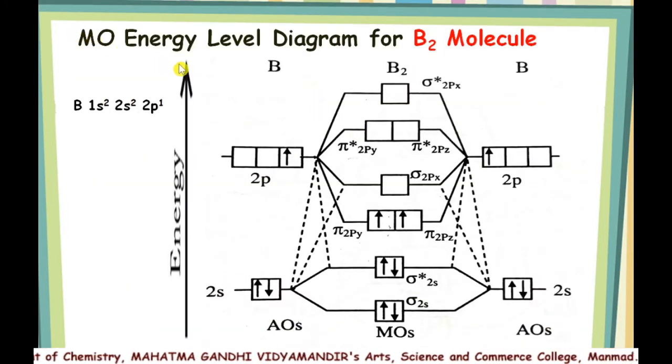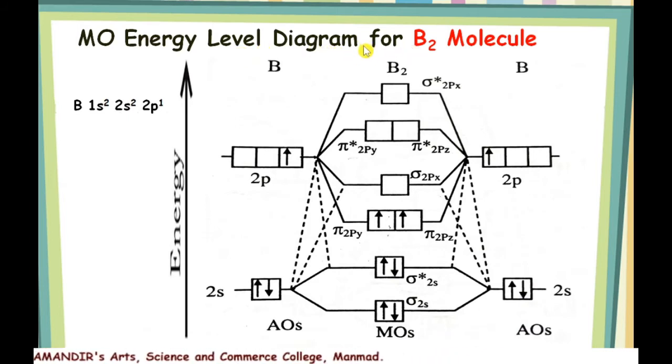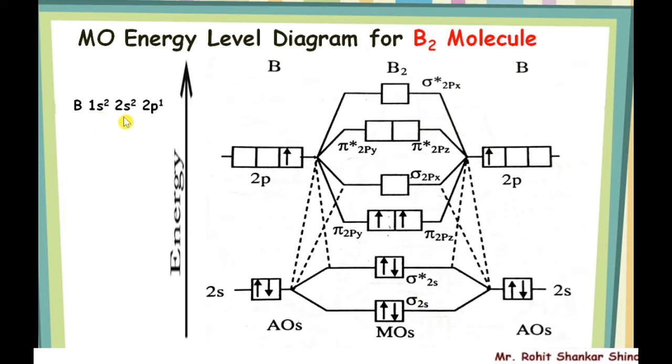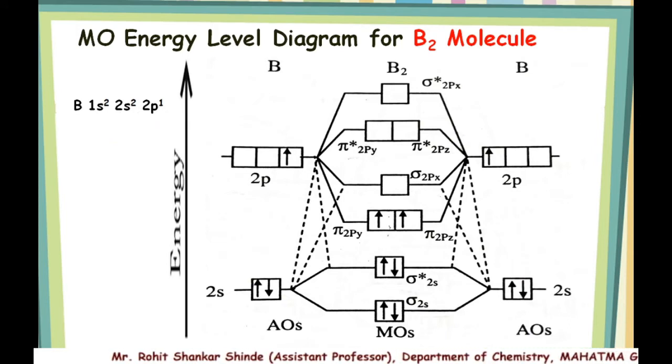Let us see the molecular orbital energy level diagram for the B2 molecule. This molecule is formed by the combination of 2 boron atoms. Each boron atom has the electronic configuration 1s2, 2s2, 2p1. Here the 1s orbital is lower in energy, so it will not take part in bonding. Hence, the 1s orbital remains as a non-bonding orbital.